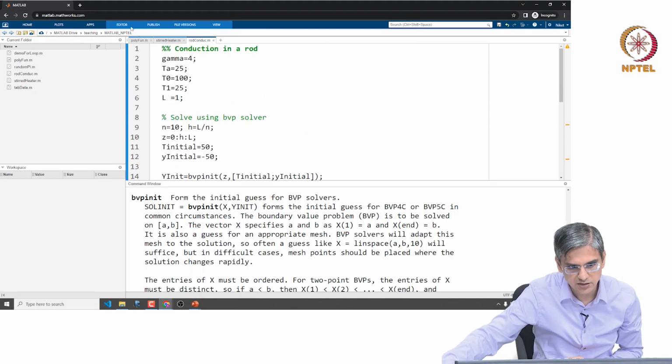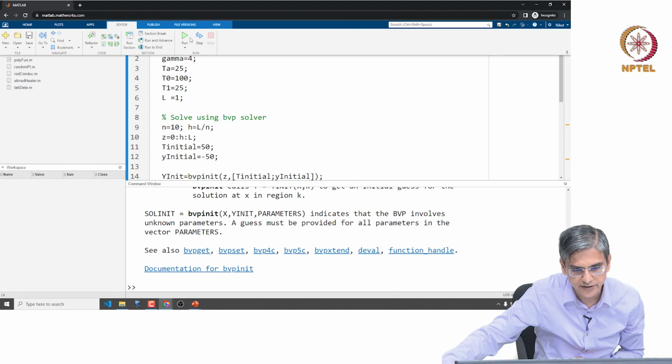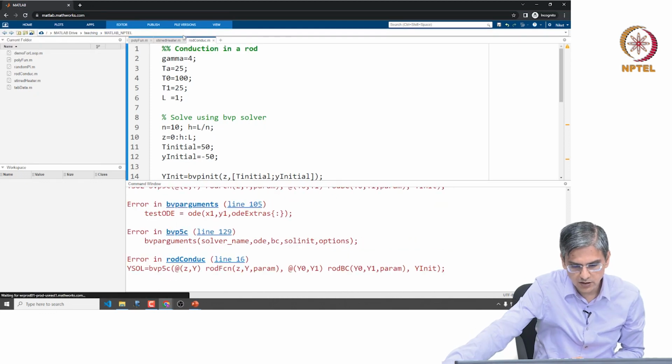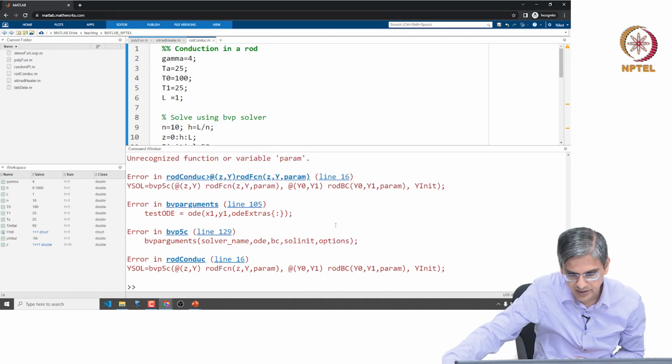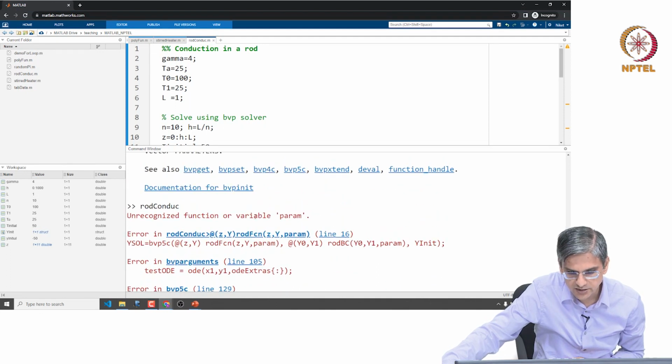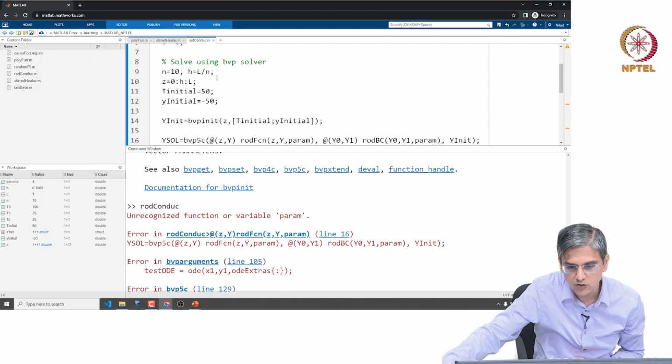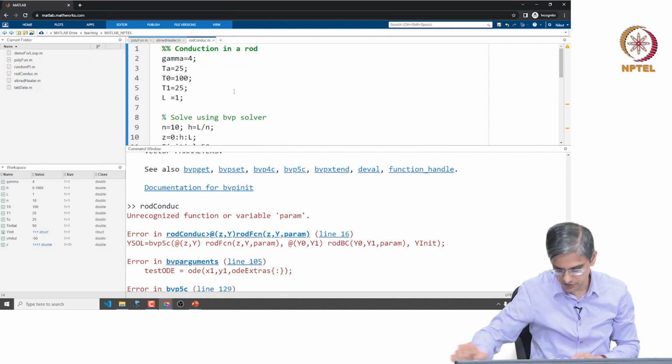So, let us now run this code and see what we get. Okay, we get an error. Let us see why we have an error. Unrecognized function or variable param. Okay, I haven't defined param, I am sorry about that.